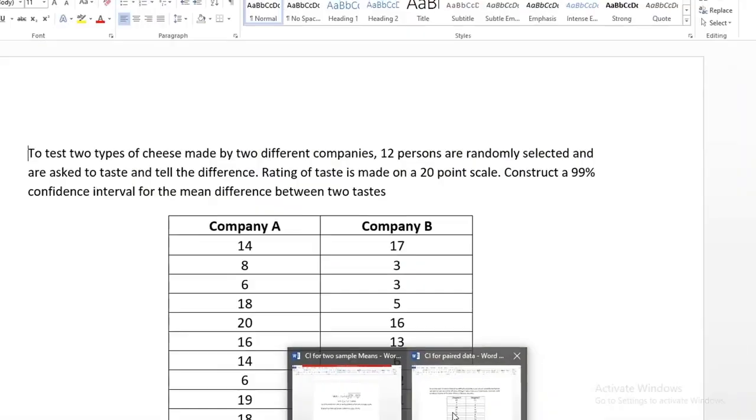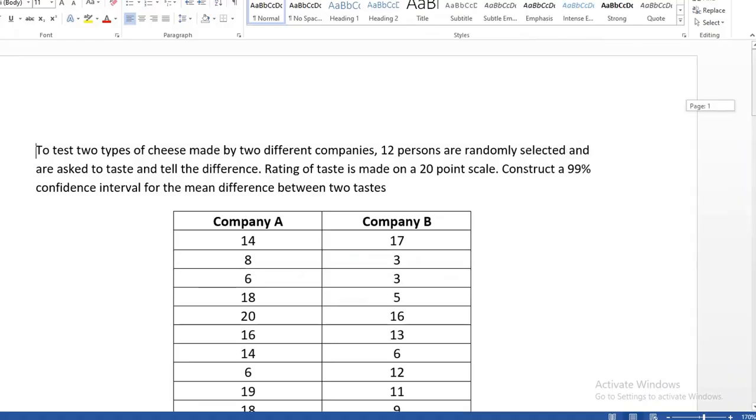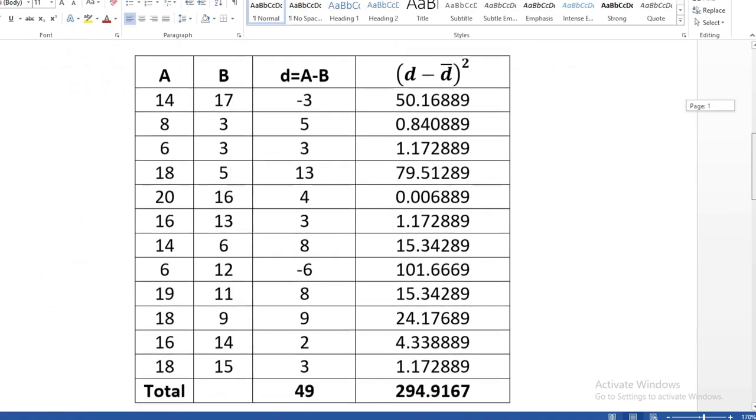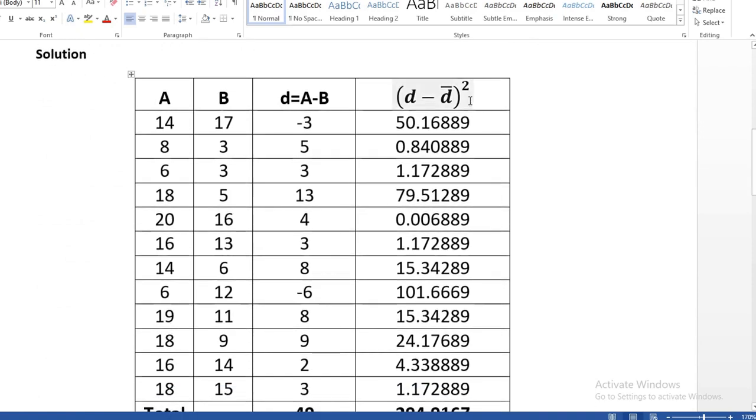So how do we calculate these things? I have placed the data here, company A and company B, and what we have to do is calculate the difference D. How do you calculate D? A minus B. It might also be x1 minus x2. So 14 minus 17 equals minus 3, 8 minus 3 equals 5, 6 minus 3 equals 3, 18 minus 5 equals 13, and so on.